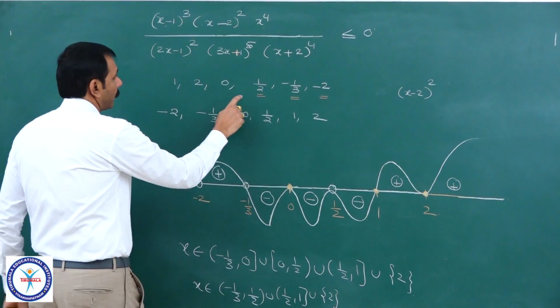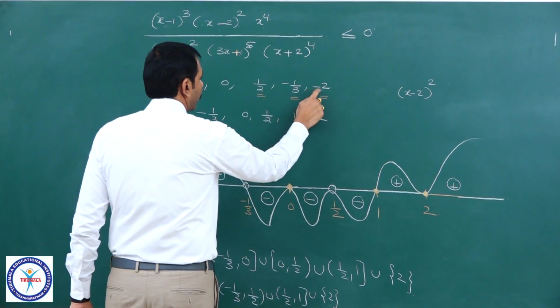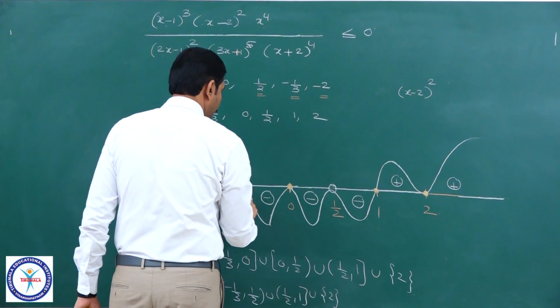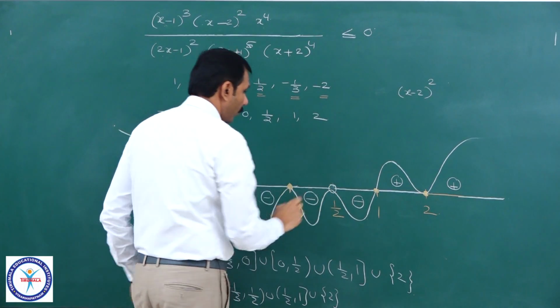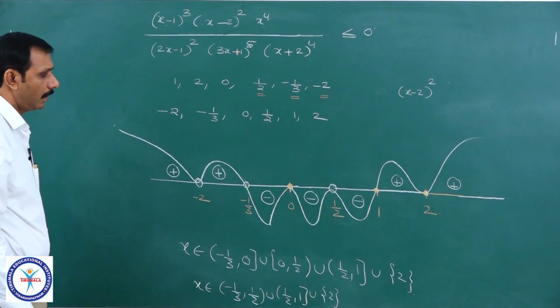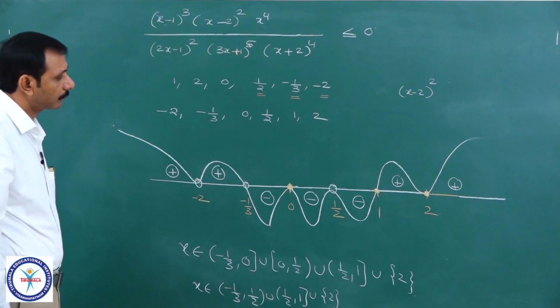Now, what are the zeros of the denominator? I observed 1 by 2, minus 1 by 3, minus 2. Minus 2 is there, open circle. Minus 1 by 3 is there, open circle. 1 by 2 is there, open circle. And the remaining 3 zeros I have taken with dark circles. Now, sign scheme.